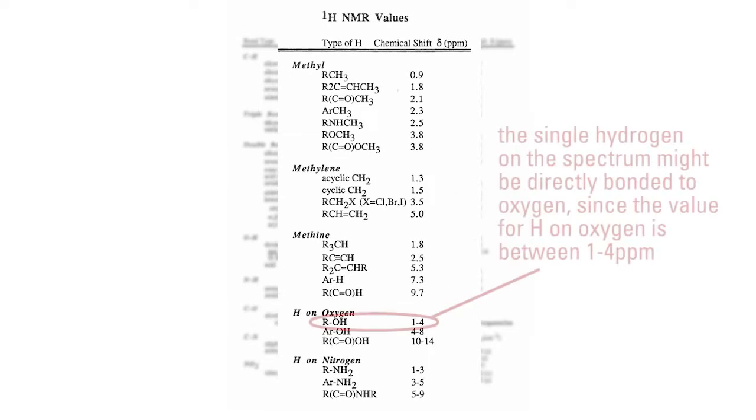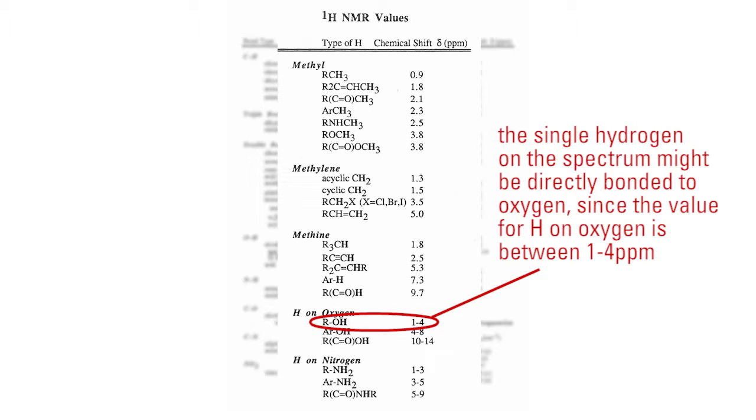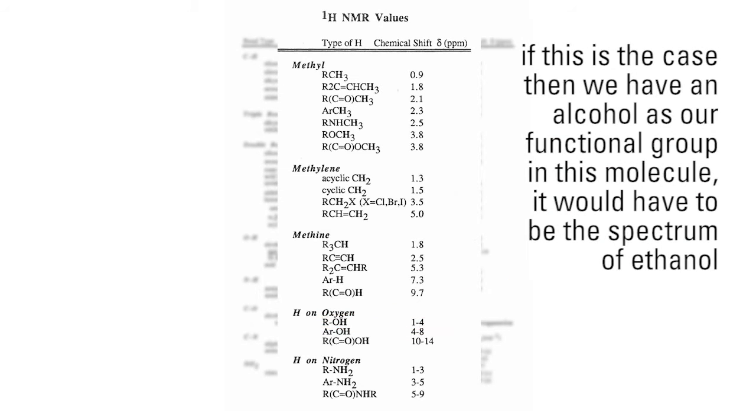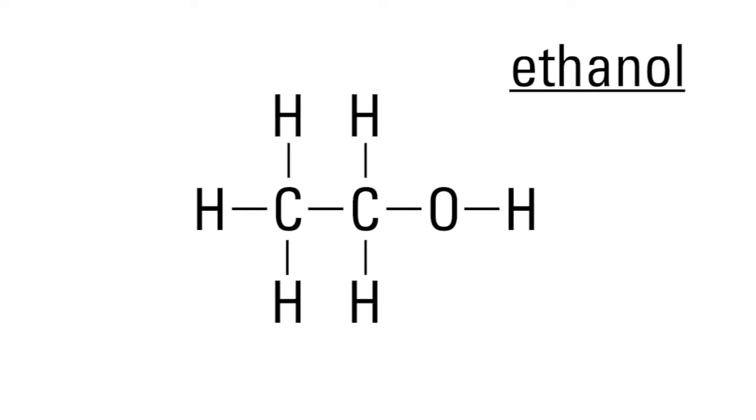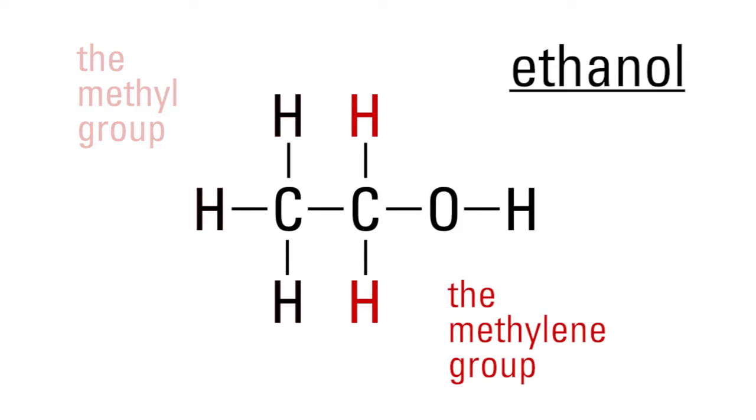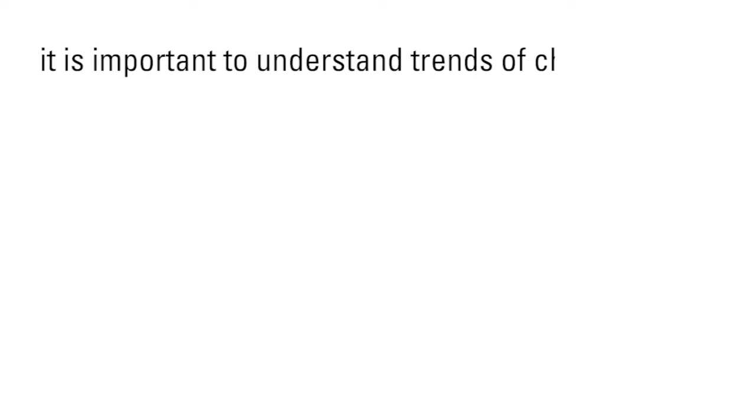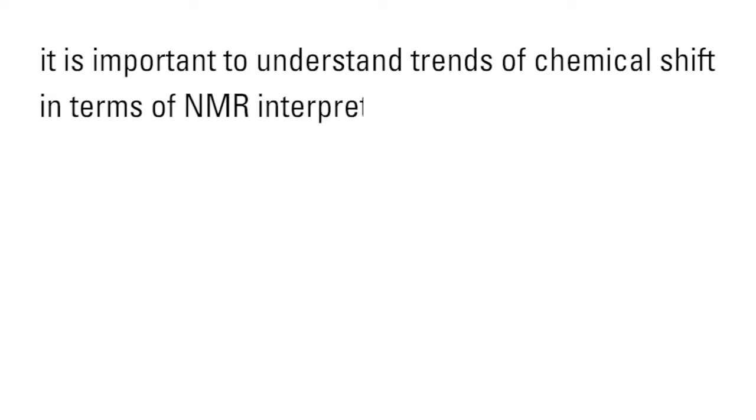Now, let's look at the table and determine what information can be gathered from the chemical shifts. The single hydrogen on our spectrum might be directly bonded to oxygen, since the value for H on oxygen is between 1 to 4 ppm. If this is the case, then we have an alcohol as our functional group in this molecule, and it would have to be the spectrum of ethanol. As you can see, ethanol has a group of 3 hydrogens, the methyl group, and a group of 2 hydrogens, the methylene group.